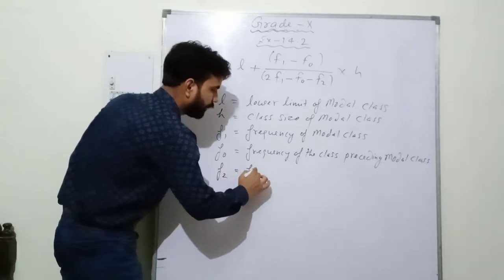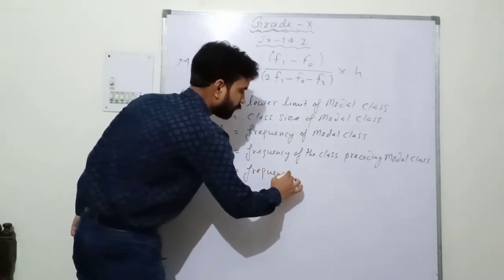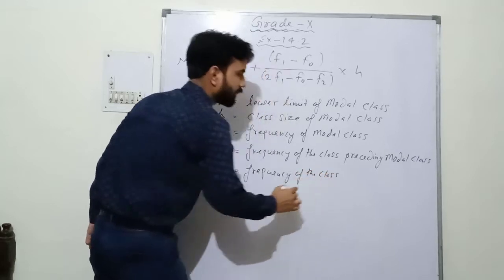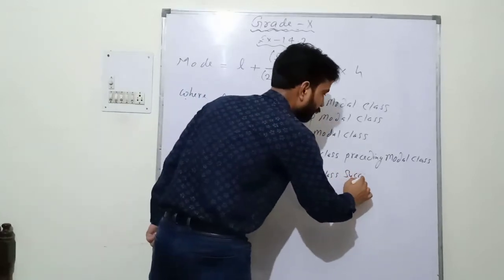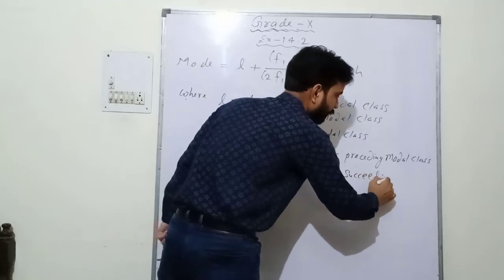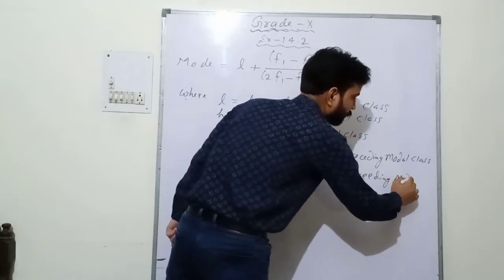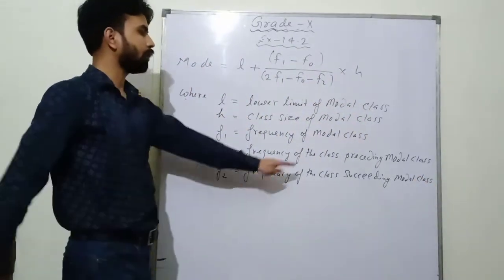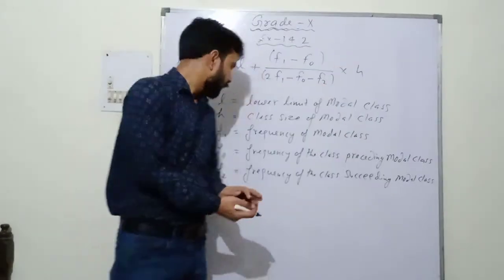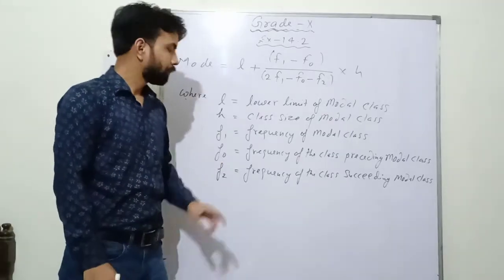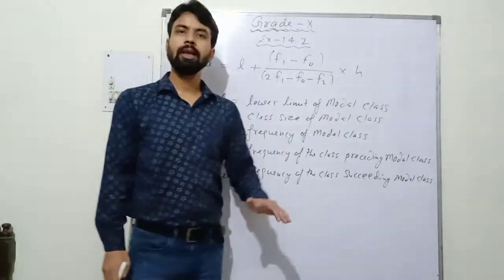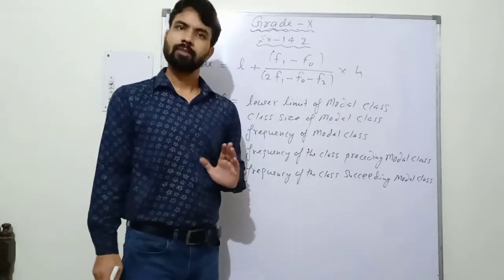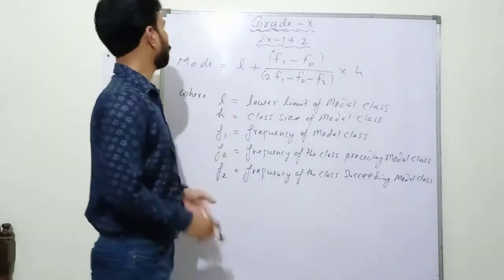And F2 is the frequency of the class succeeding the modal class. What is the meaning of this? F2 जो होगी वो frequency होगी उस क्लास की जो मॉडल क्लास के बाद वाला क्लास होगा. Understood? So this is the formula for finding the mode.